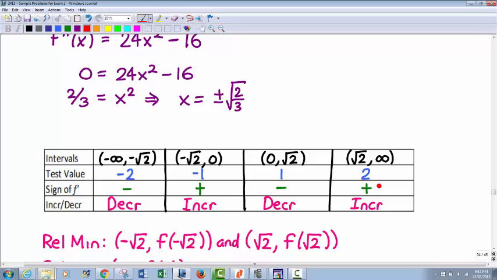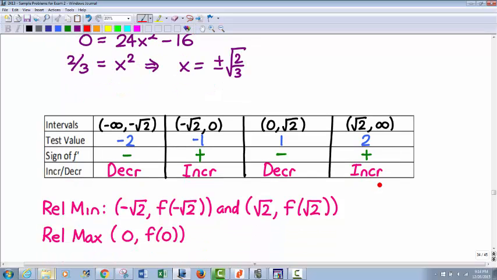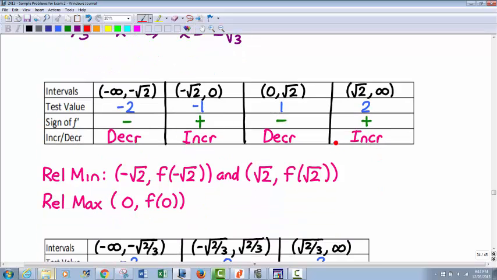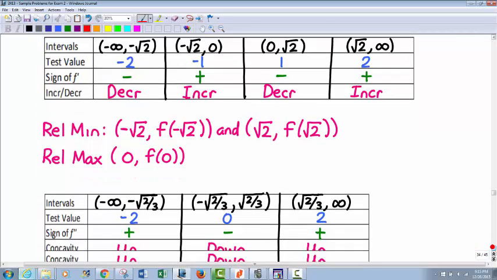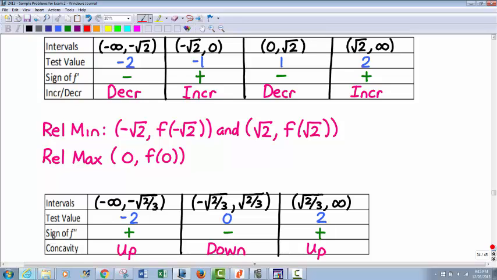So it gives us two relative mins, because we have two separate and no discontinuities here. So decrease to increase and another decrease to increase. Then I have an increase, a decrease in the middle. So that's 0, f of 0. And that would be your relative max in the middle. So that takes care of the first derivative.